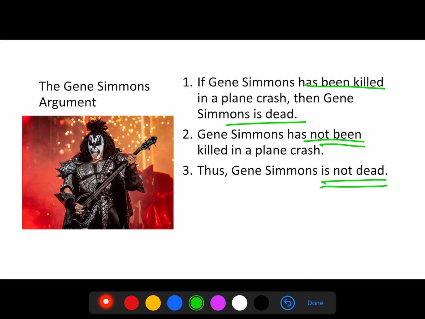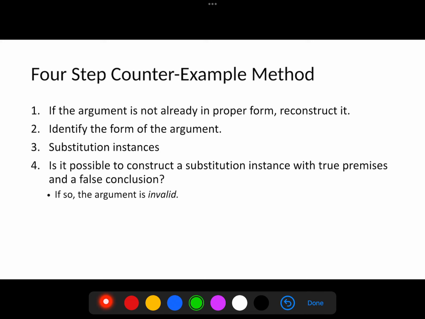So the counterexample method involves a few basic steps, four of them. The first one, in our example, has already been taken care of because I presented it in a reconstructed, proper, or standard form already. If you have an argument that's in casual English or everyday language, you do need to reconstruct it because you have to be able to identify that underlying form. So take your casual argument and reconstruct it so that you restate the premises as completely but as succinctly as possible, in the order that the author of that argument gives them, leading down to the conclusion.